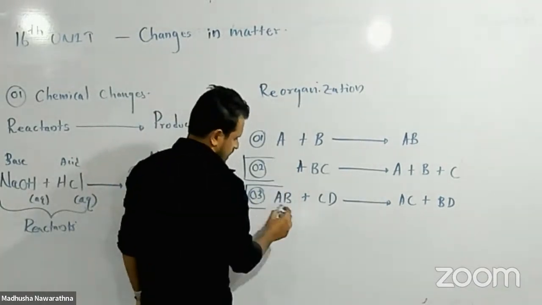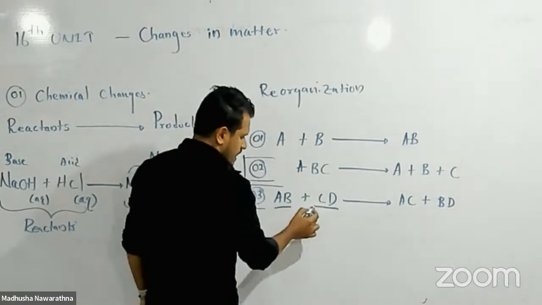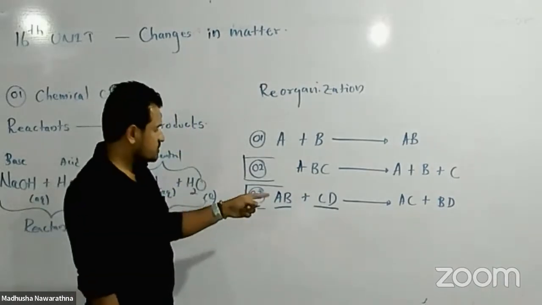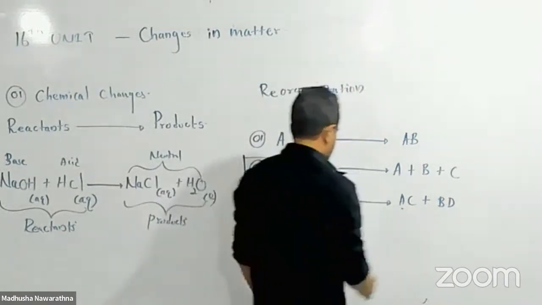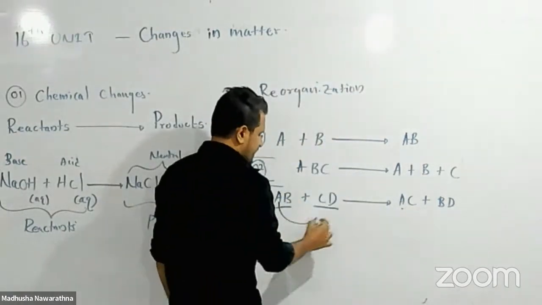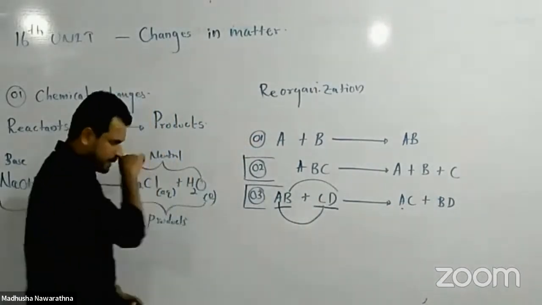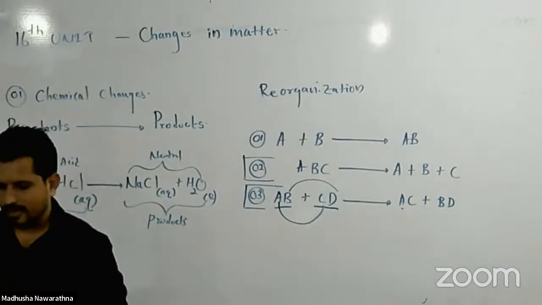Okay. AB is a reactant. It reacts with CD, another reactant. AB reacts with CD and produces AC plus BD. A reacts with C and B reacts with D. AC plus BD. Copy it properly.